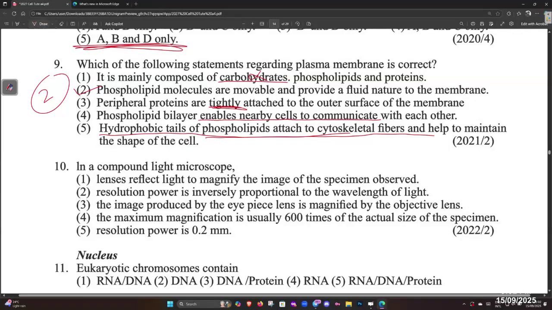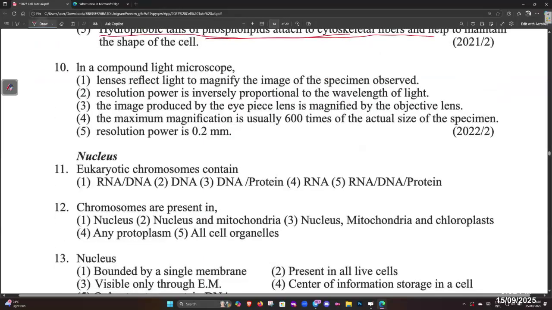Right, moving to next question, people. Question number 10. In compound light microscope, 2022 A-level paper. Lens reflect the light to magnify the image of the specimen observed. Reflecting or refracting? What's that, people? Not reflect, neither. Wrong. Refract.